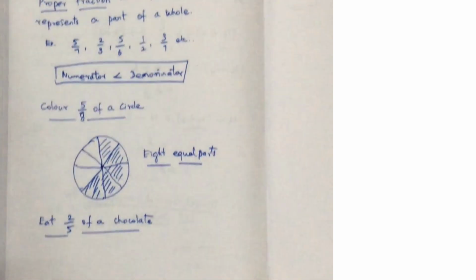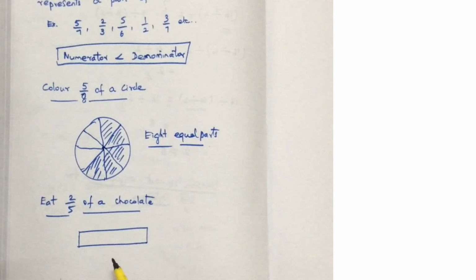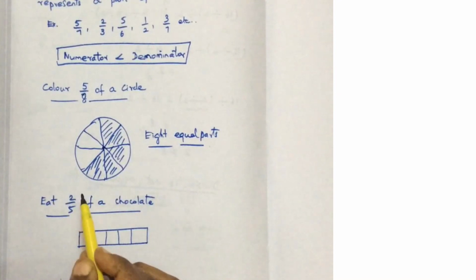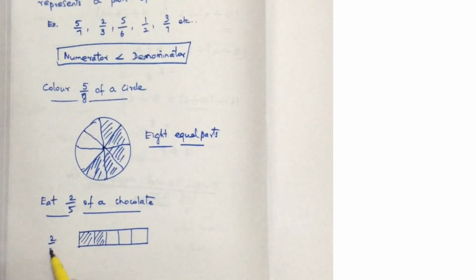The next example is, eat 2 by 5 of a chocolate. So I am drawing a rectangular shape. It need not always be a circle. The main thing is, while splitting into 5, the 5 parts should be equal. 1, 2, 3, 4, 5. So the total is 5 parts. Out of that, you have to eat only 2 parts. So 1, 2. So 2 by 5 can be drawn like this also.